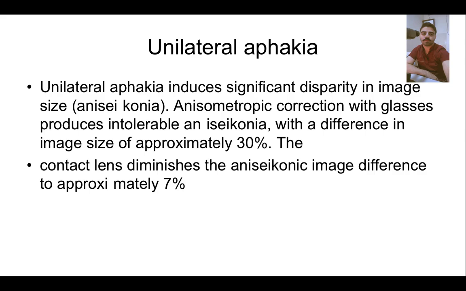So why do we prefer contact lens compared to glasses when a patient is having unilateral aphakia? Here you can see, normally unilateral aphakia induces significant disparity in image size that we call aniseikonia, and anisometropic correction with glasses produces intolerable aniseikonia with a difference in image size of approximately 30%. And this difference in image size could be reduced to approximately 7% if you fit this patient with a contact lens. So contact lens will definitely be a better option for unilateral aphakia.